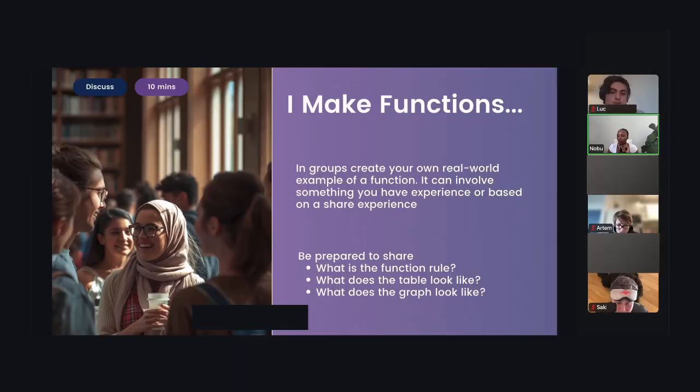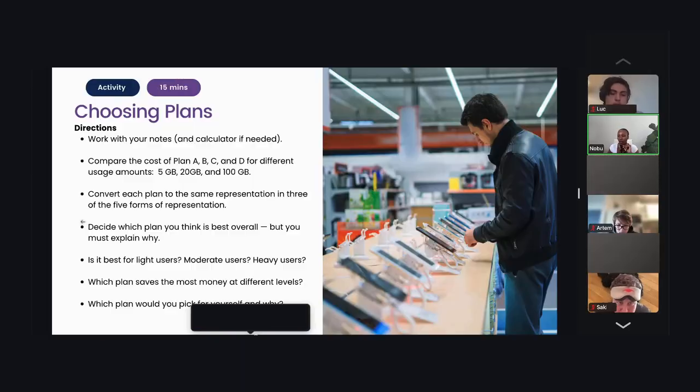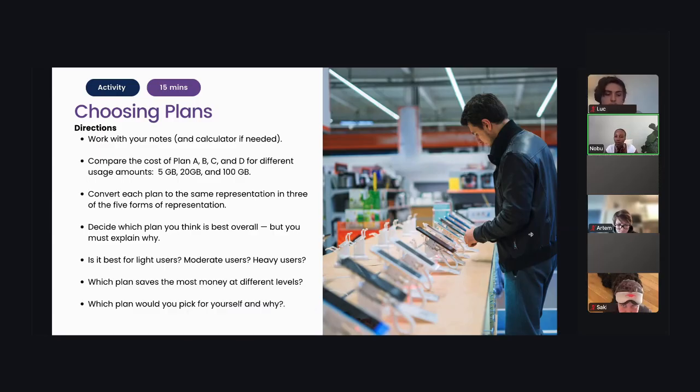So tomorrow we will finish this off and make use of the functions after working out the plans. And if you have any questions on functions, we will use tomorrow's time to respond to those.